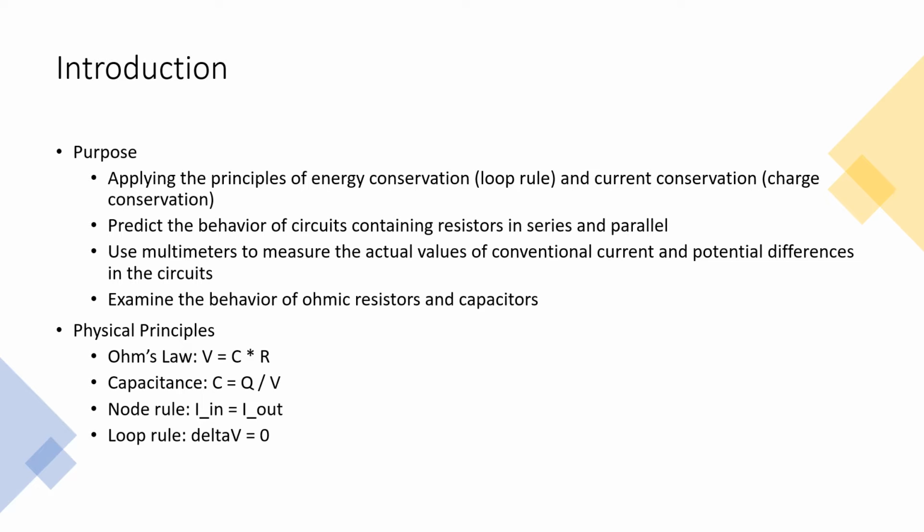And we need to use multimeters to measure the actual values of conventional current and potential differences in the circuits. We need to examine the behavior of the ohmic resistors and capacitors. In this experiment, we apply physical principles of Ohm's law, capacitance, node rule, and loop rule.